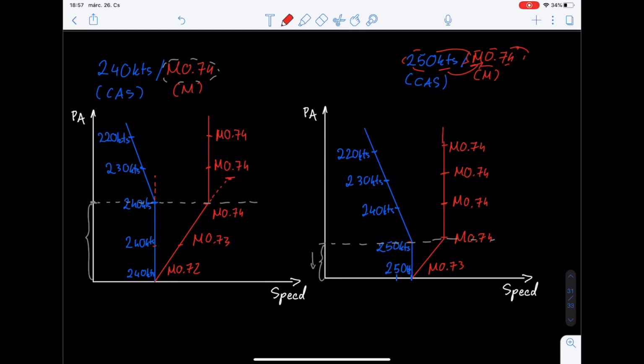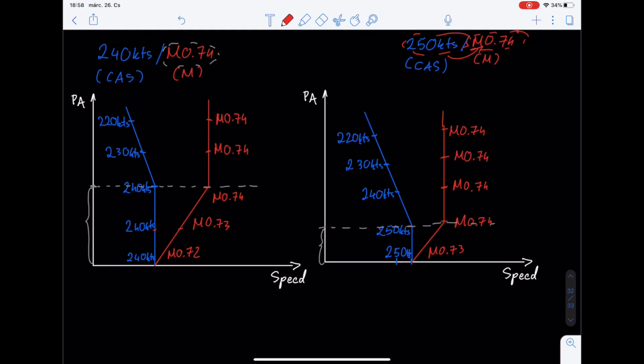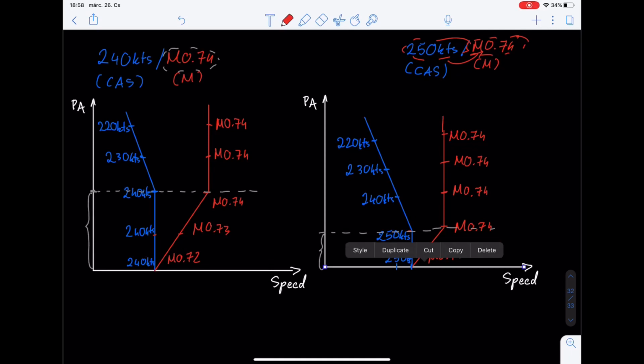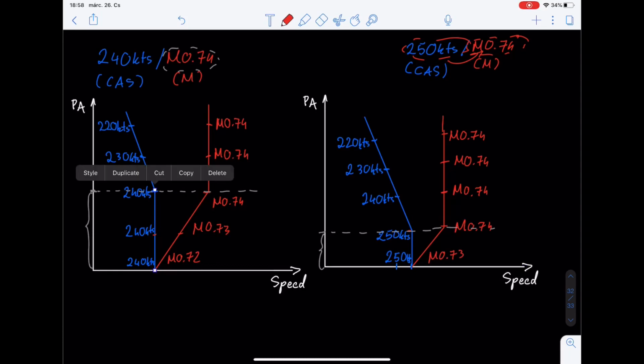So, and of course, if I would reduce it to 0.73, for example, I would reach the 0.73 from here. I would maintain constant Mach number from there, calibrated airspeed would reduce, and the changeover altitude would reduce to this one, right? So you can see that this changeover altitude is not a fixed value for the aeroplane. It depends on the Mach number you want to achieve, and it depends on the calibrated airspeed with which you want to climb, right?